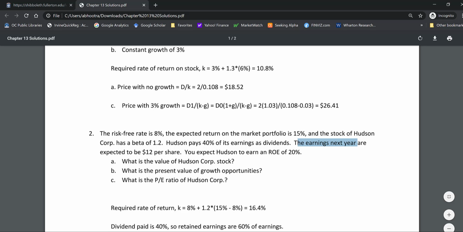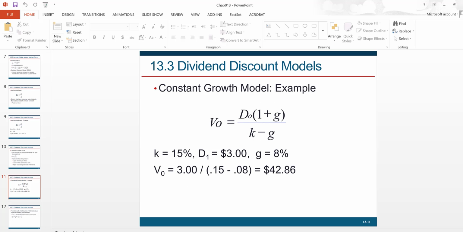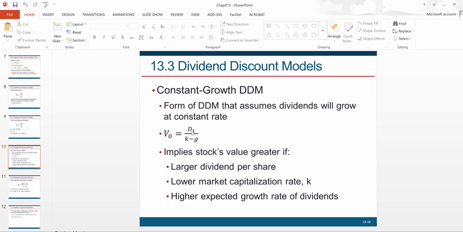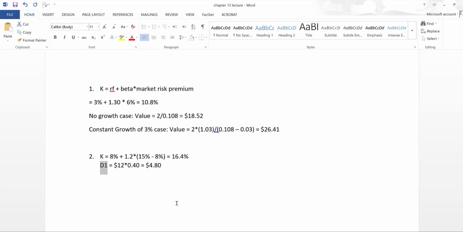All right, and then finally, this is our valuation model, right? D1 over K minus G. So we have our D1, we just calculated that. We have our K, and the last input that we need here is the growth rate, that is G. So G is the product of ROE and B, right? ROE times B.